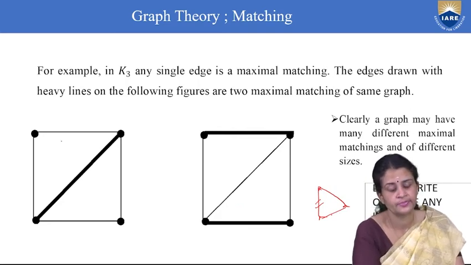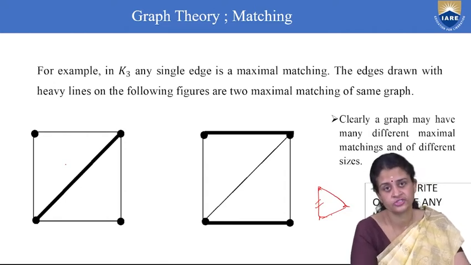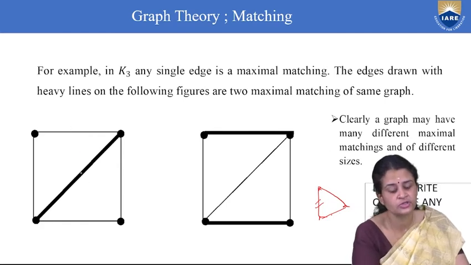Consider this here. If I am taking this edge, can I take any other edge? No. Why? Because this edge is adjacent to this edge, this edge is also adjacent to this one, and this edge is also adjacent to this one. So this is the case of only one maximal matching in this graph.